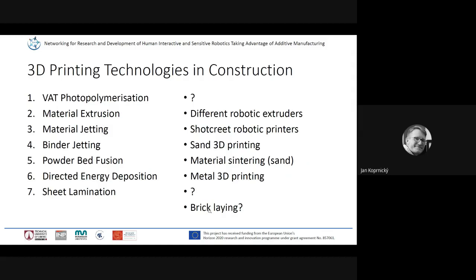What does it mean, bricklaying? Because if you have a small particle like a brick, is it 3D printing and additive manufacturing? It's a question for the discussion at the end, because I was asking about the same, and I was thinking about Lego bricks. Is it also additive manufacturing technology if you put these small tiny bricks together? Well, we will see at the end of this presentation.